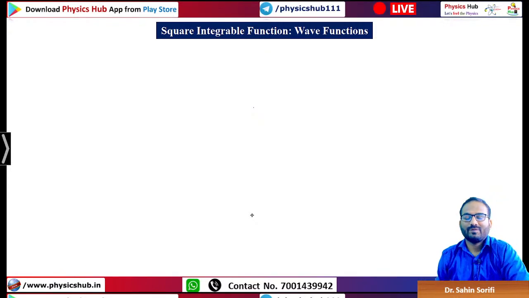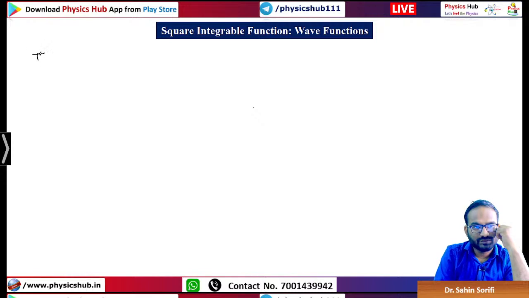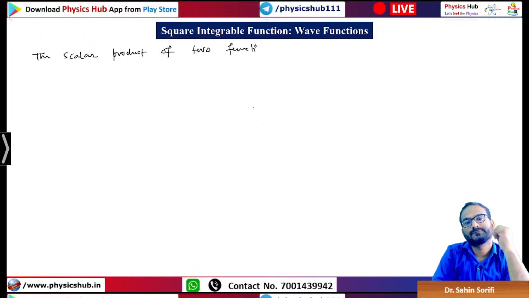Let's talk about this now. Square integrable function. We have already given you a hint while discussing the normalization. So square integrable. Let's say we have two functions. So what will be the scalar product? The scalar product of two functions, let's say psi of x and phi of x.